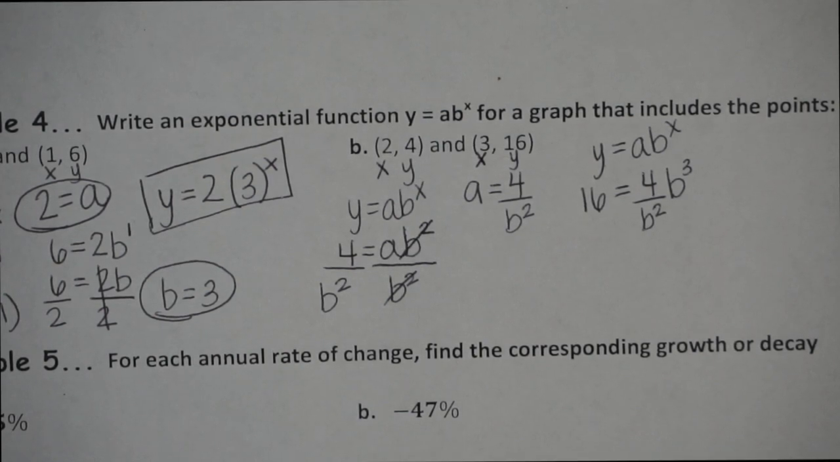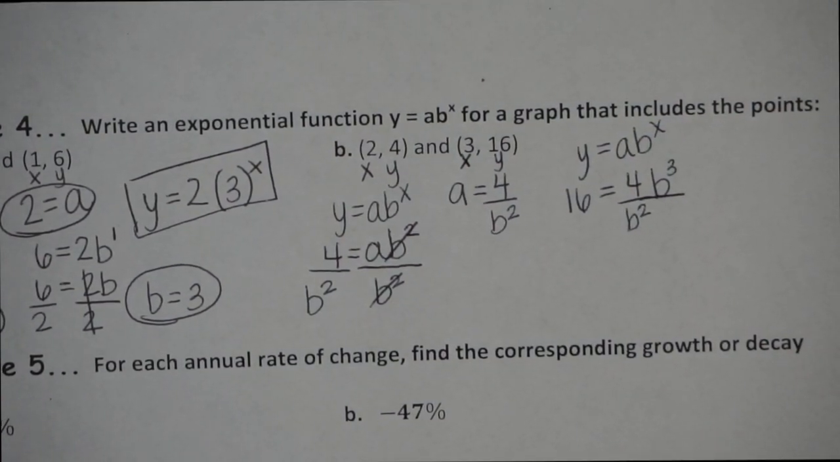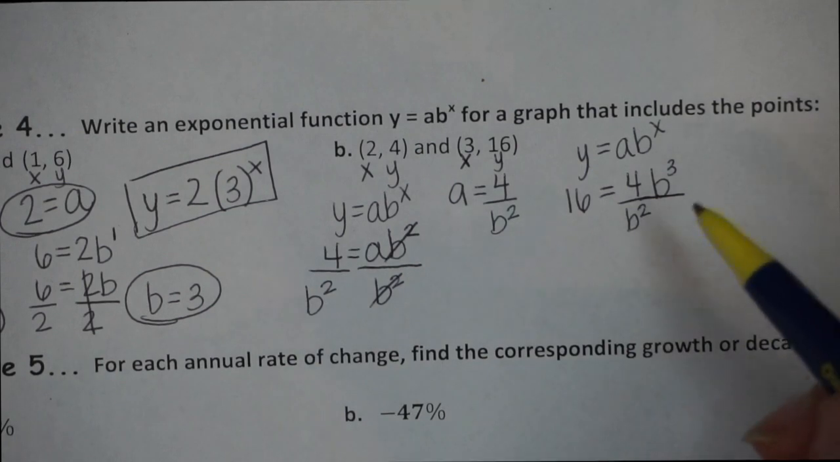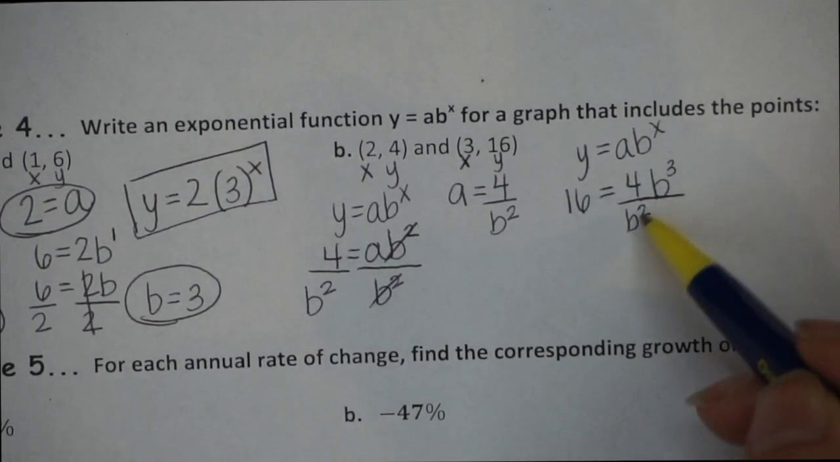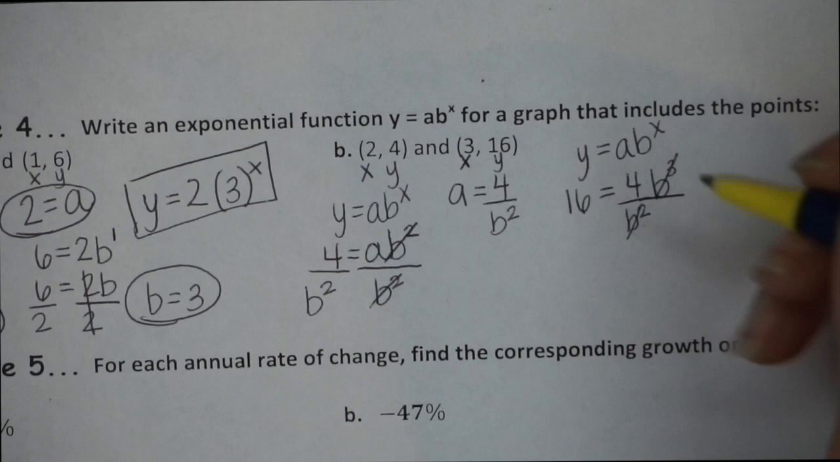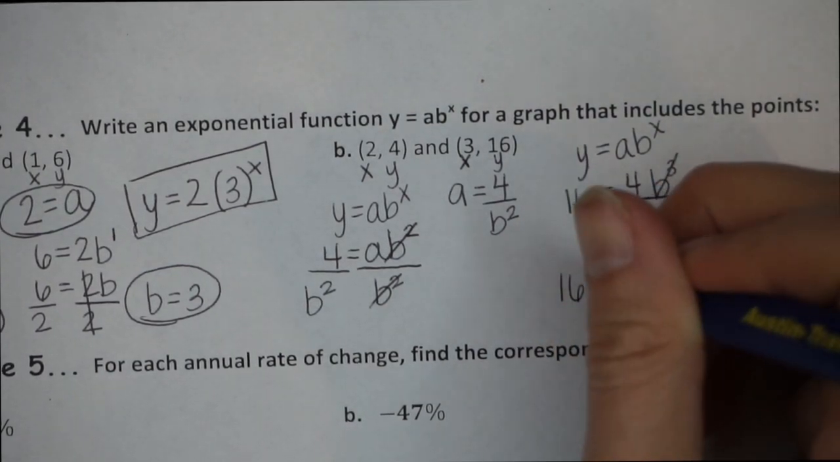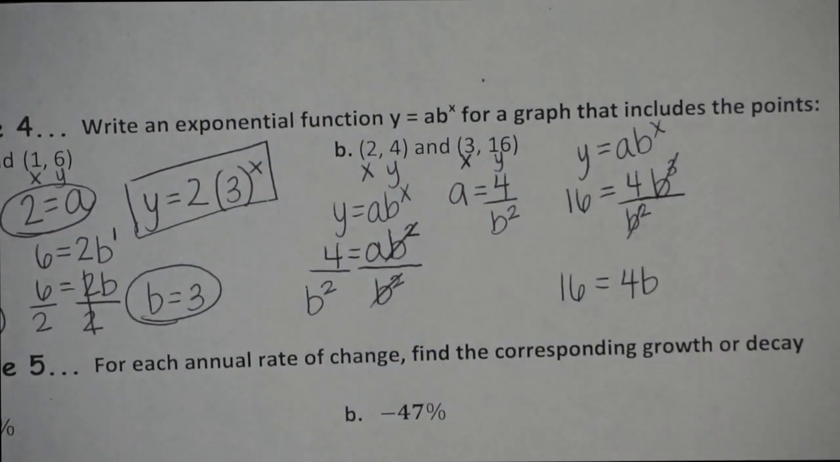Okay, so what we know about exponents is right now we basically have 4b to the third divided by a b squared. Remember, when you divide with exponents, you basically subtract. So 3 minus 2 would leave us with b to the first. All right, so simplifying this is going to become 16 is equal to 4b to the first power, or just b.